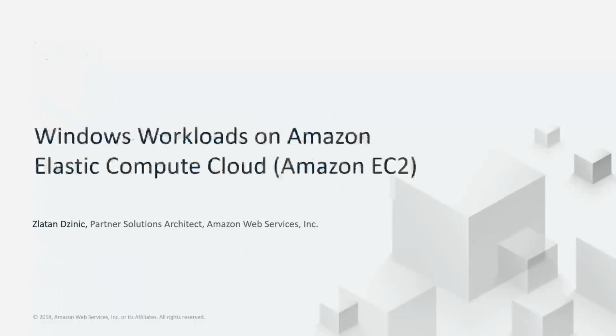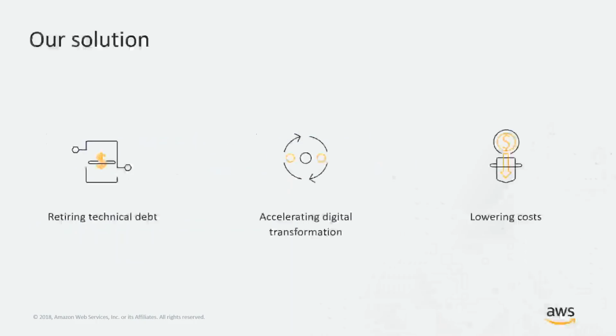So let me dive straight in. Windows workloads on Amazon, right? On Amazon Web Services specifically. Why? Well, we are focusing on specific solutions. That is retiring technical debt, accelerating digital transformation, and lowering cost overall. So these are basically things that come from this core value of going out to the cloud, right?